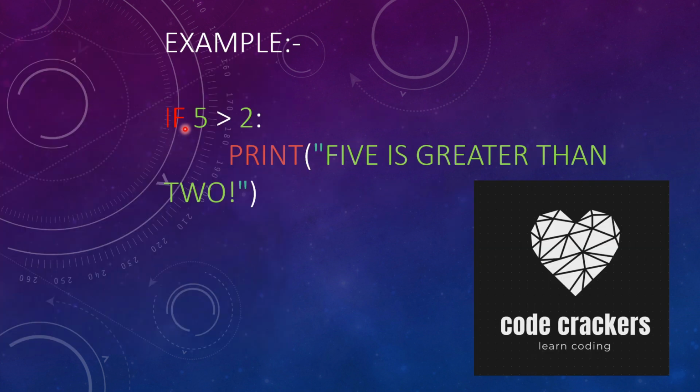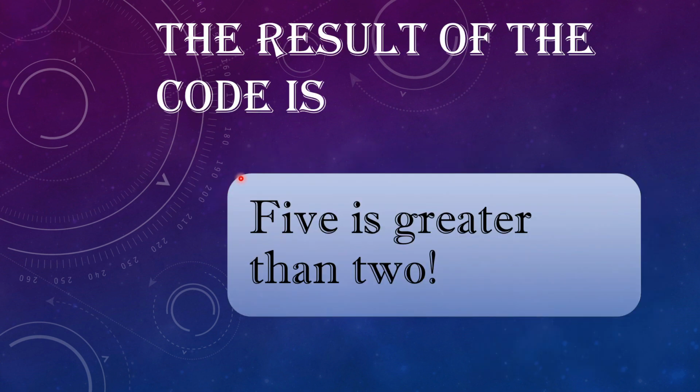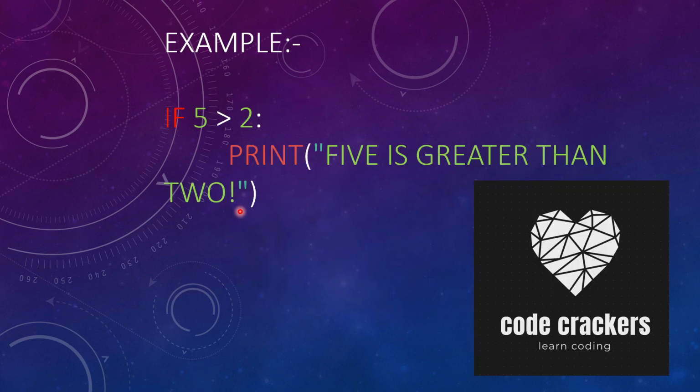See, the code is 5 is greater than 2. Here is an indentation before the print. The result gives exactly what we expect. Now let's see the result. See, the result is 5 is greater than 2, and the result came out correct because we included the indentation.